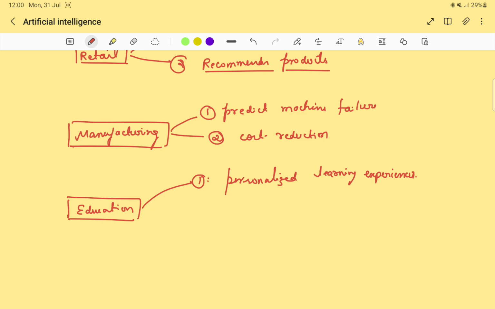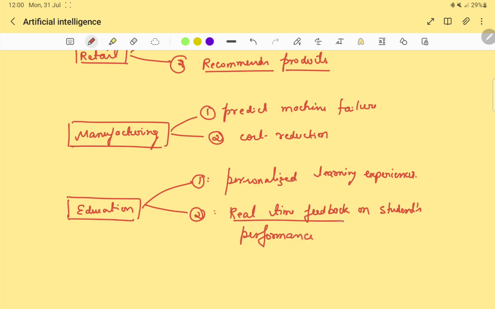learning paths. The second benefit that it can give is it can actually help teachers by automating administrative tasks and providing real-time feedback on student performance. So real-time feedback on student performance.